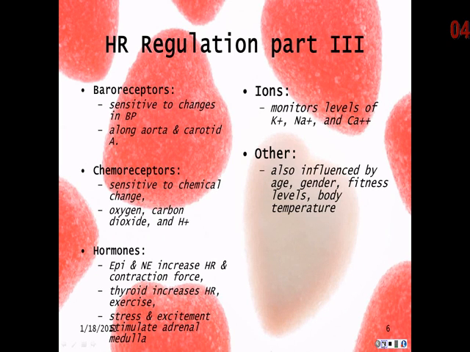When the resting heart rate is too fast, above 90 beats per minute, we refer to that as tachycardia, where too slow is below 60 beats per minute, and is bradycardia. There are some instances where it is normal to have a heart rate below 60 beats per minute. Ion balance can affect the heart rate with the levels of potassium, sodium, and calcium. Age, gender, fitness levels, and body temperature also influence the heart rate.